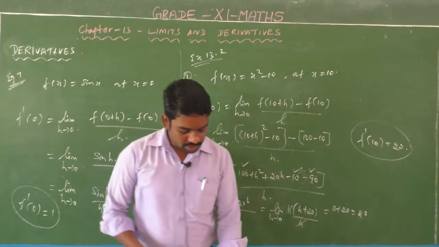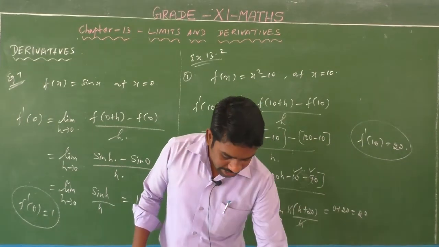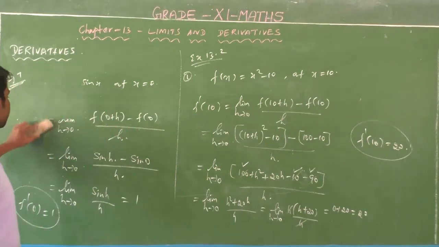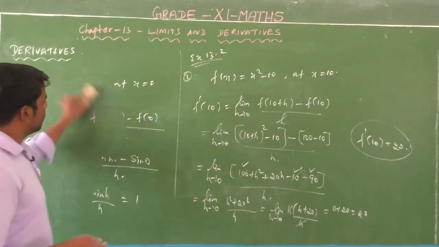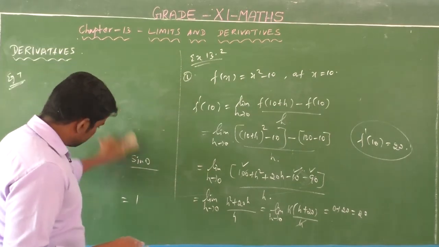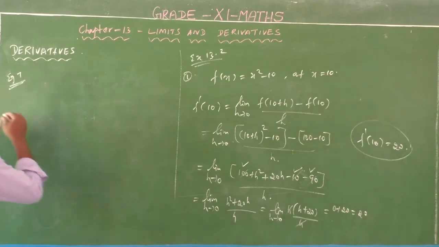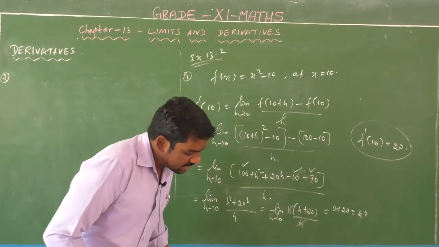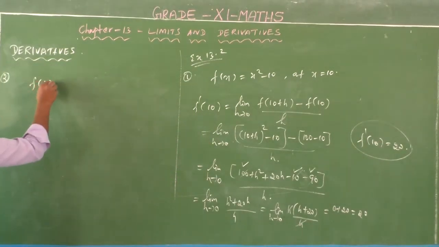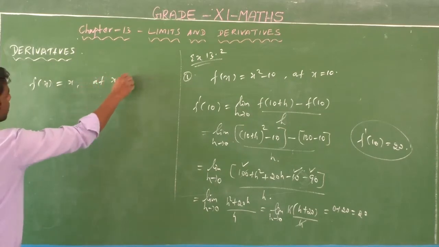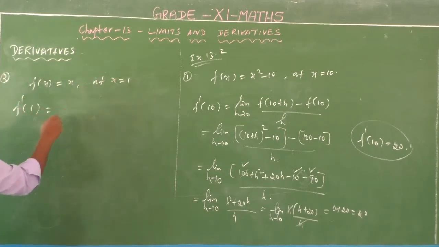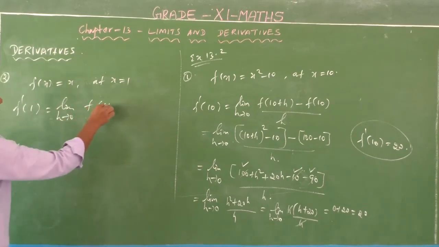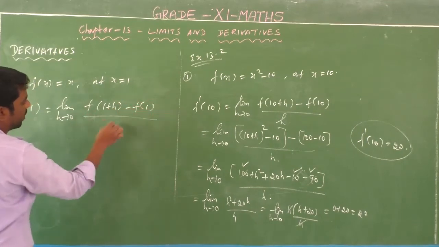Okay, right. Next, question number 2. Find the derivative of x at x equal to 1. That means f of x is equal to x at x equal to 1. So we need f dash of 1, which is equal to limit h tends to 0, f of a plus h, a is equal to 1, plus h minus f of 1 by h.